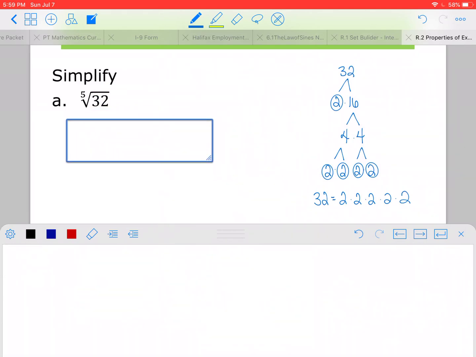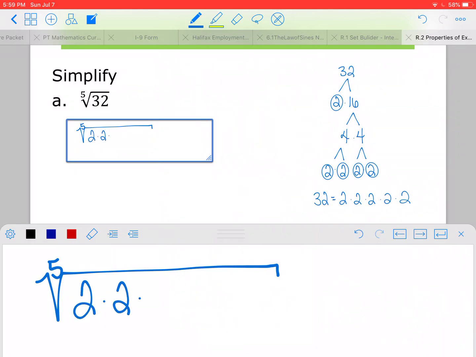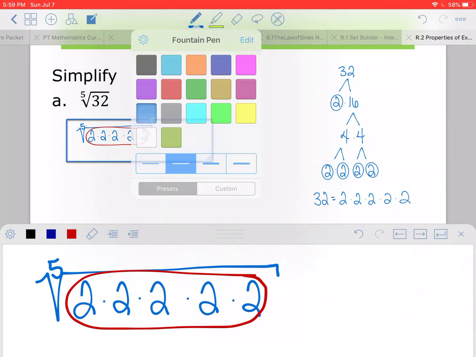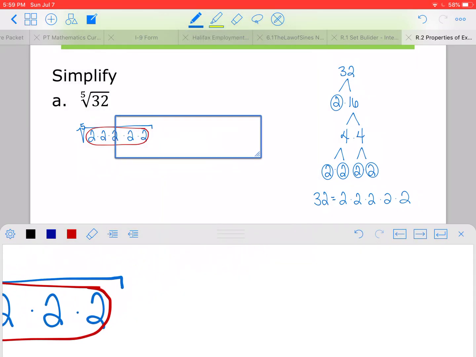So the fifth root of 32, we're going to write down all these 2's. So we've got 2 times 2 times 2 times 2 times 2. Notice that there are 5 of them. So anytime there's the number in the root, we circle those, and it brings out 1.